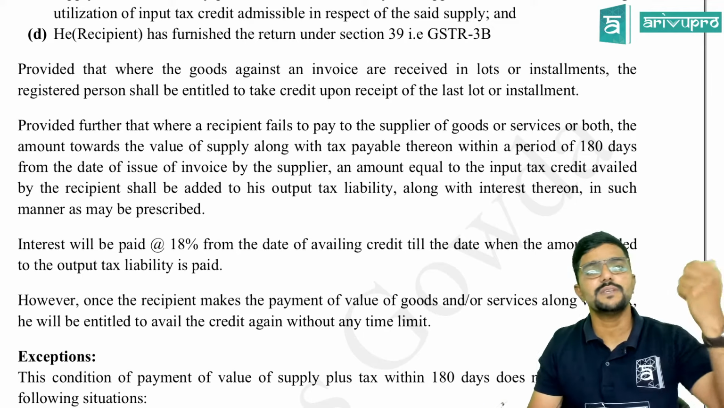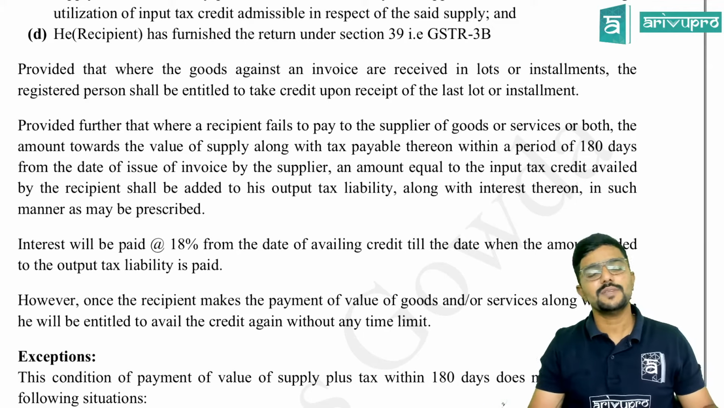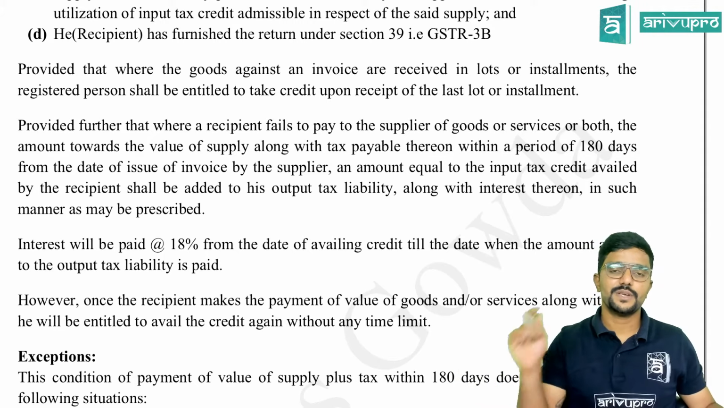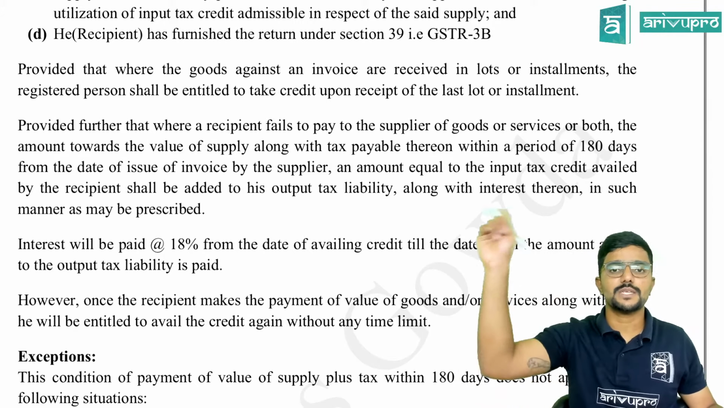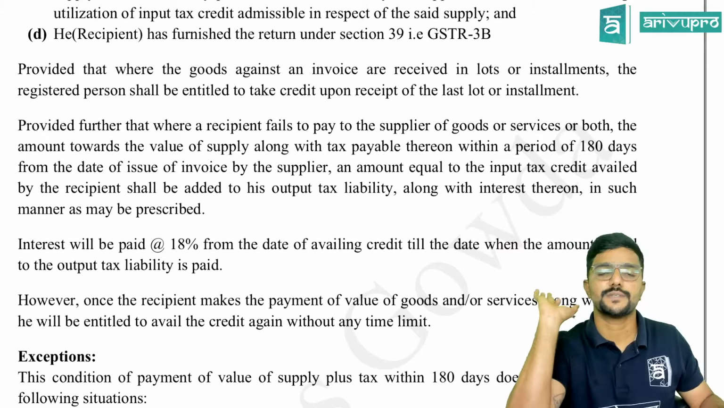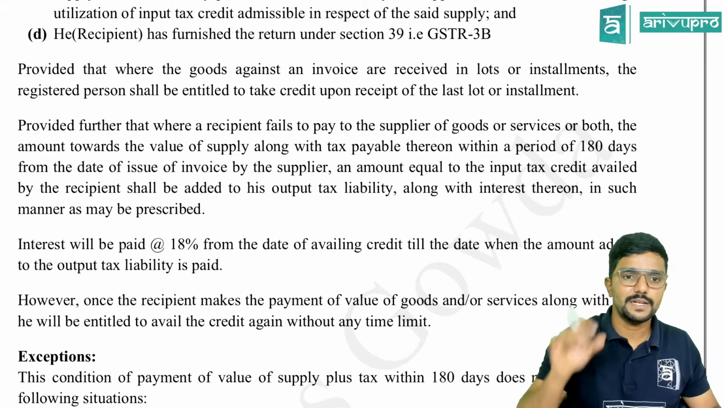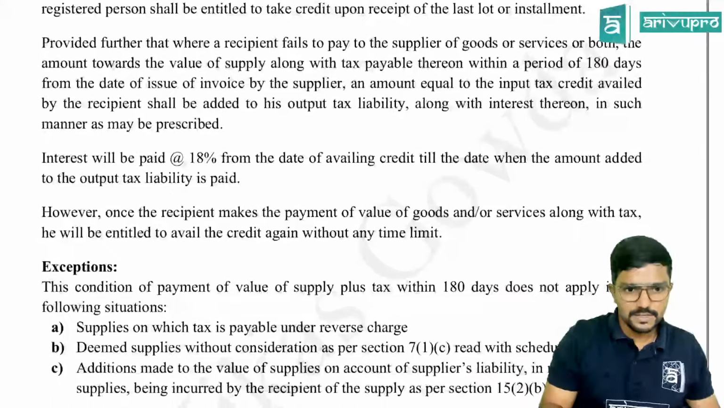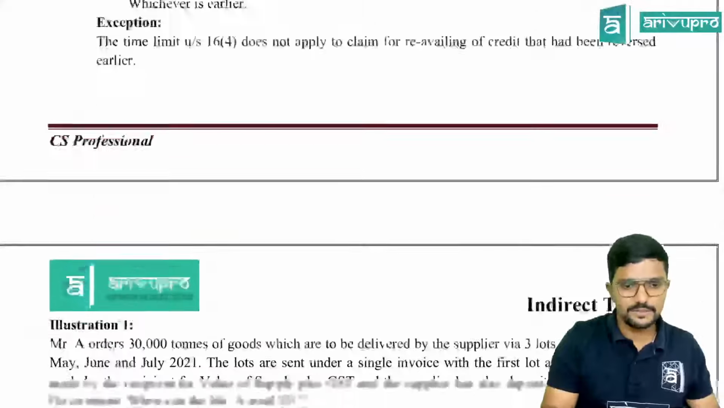Sir, every month I am receiving 10,000 units. Can I claim the credit? No. You can claim the credit only when you receive the last lot of the entire 1 lakh units. Yeah, I have illustrations on this. Come to illustration 1 in the next page.